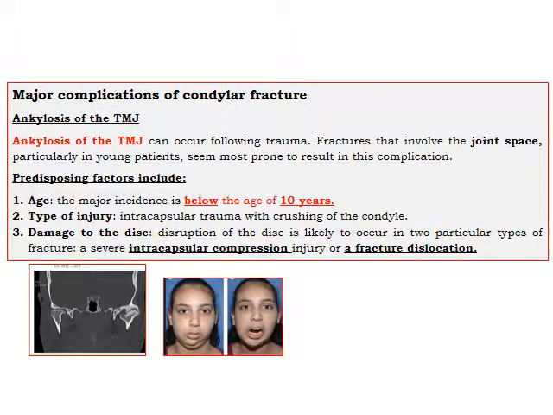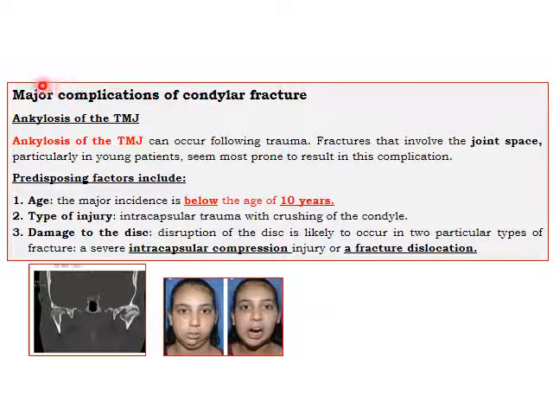Now we are going to speak briefly about the major complications of condylar fractures. From these complications, first of all is the ankylosis of the TM joint, and as I previously told you, there is fibrous or bony ankylosis which leads to limitation in the opening and closing of the mouth and during chewing.